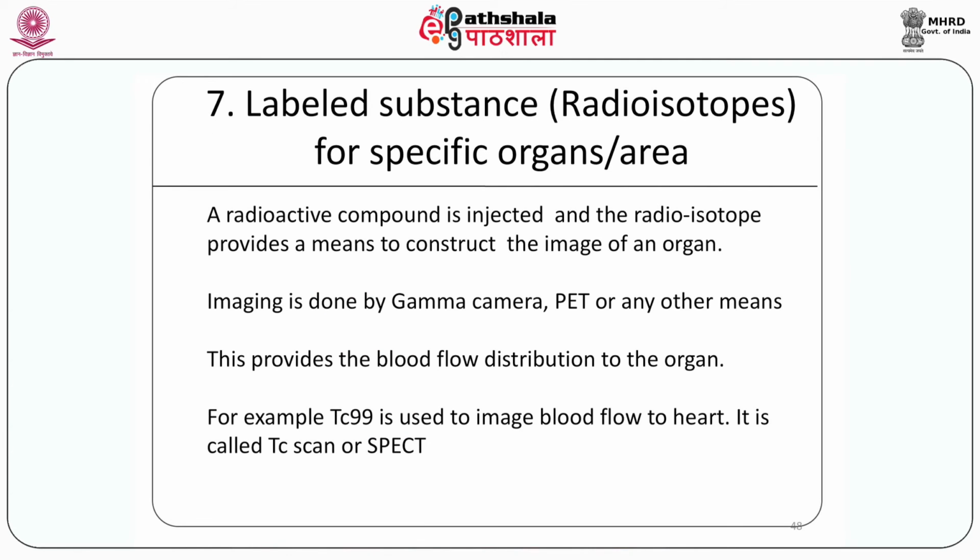A radioactive compound is injected and the radioisotope provides a measure to construct the image of an organ. This image depends on the blood flow status of the organ. Thus, the image indicates the degree of blood flow. Imaging is done by gamma camera, PET or any other means. For example, technetium-99 is used to image blood flow to the heart. It is also called a TC scan or SPECT. One can also study the effect of an exercise test on blood flow to the heart.